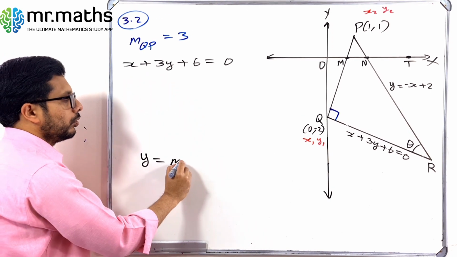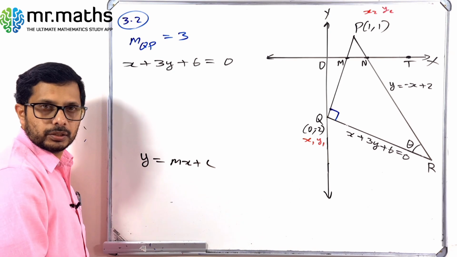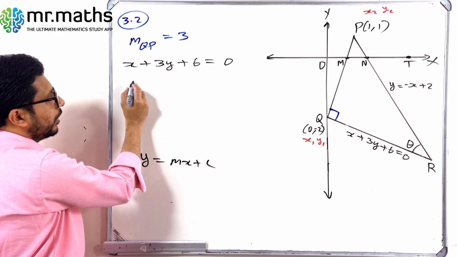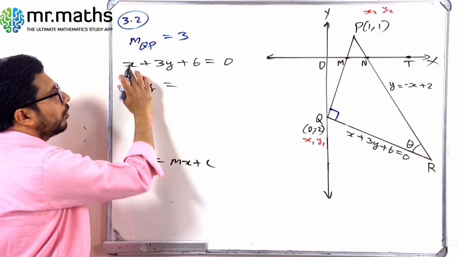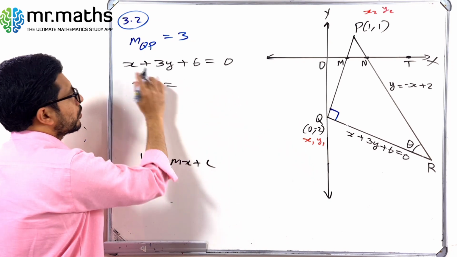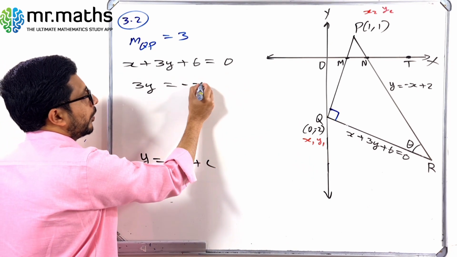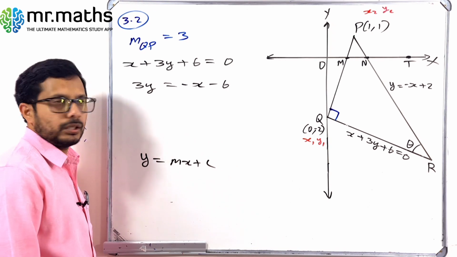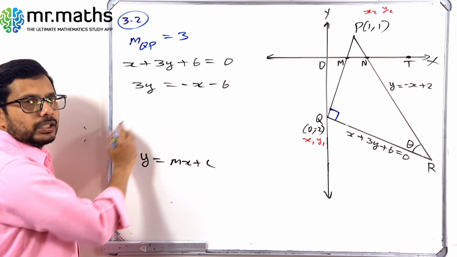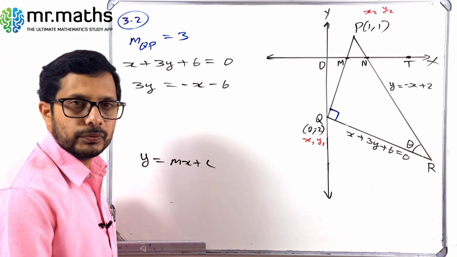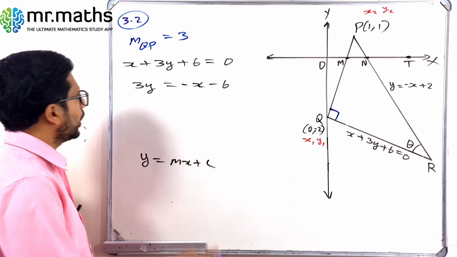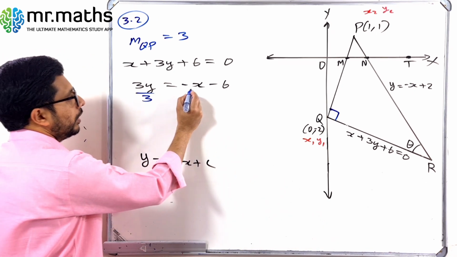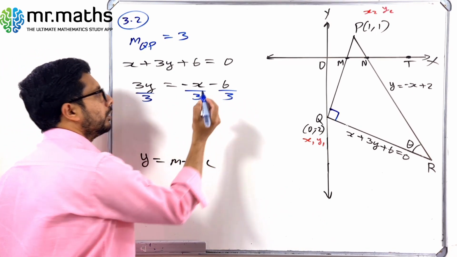y is equal to mx plus c, like this. So let's leave this 3y here on the left side and take all the other values to the right side. So my x on the other side is minus x, 6 on the other side is minus 6. So now how can I find y? I have to divide throughout by 3.